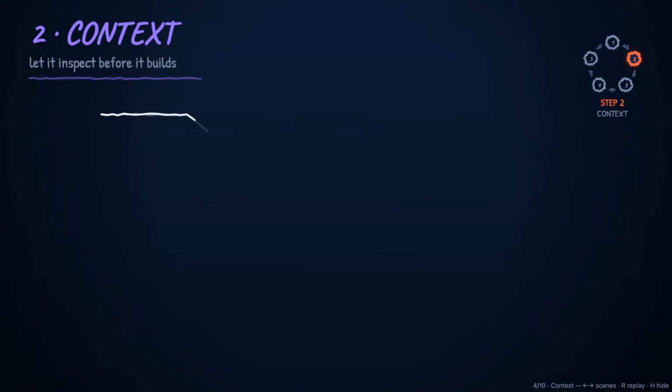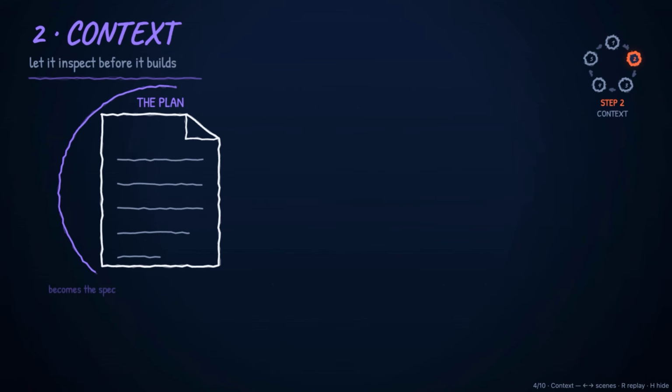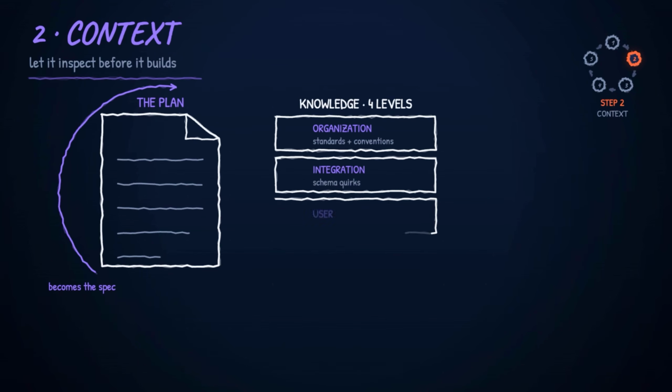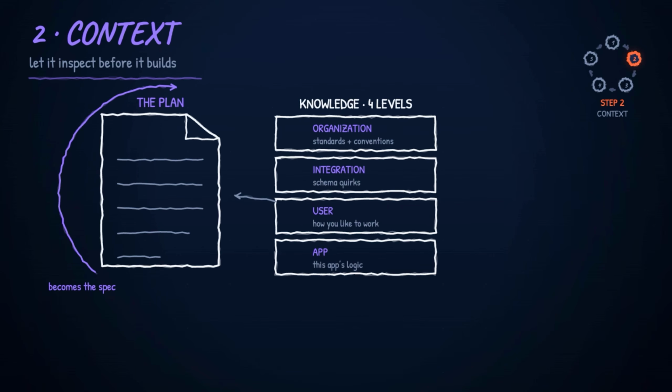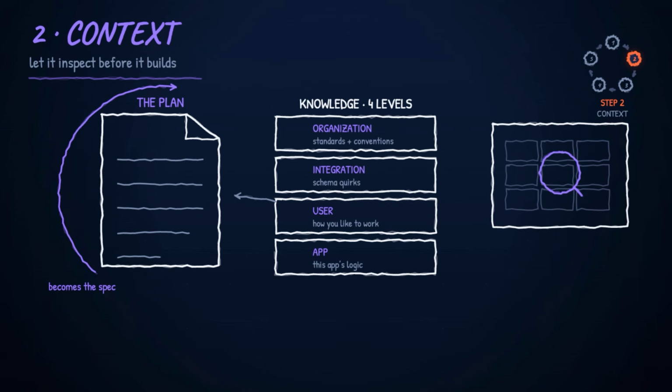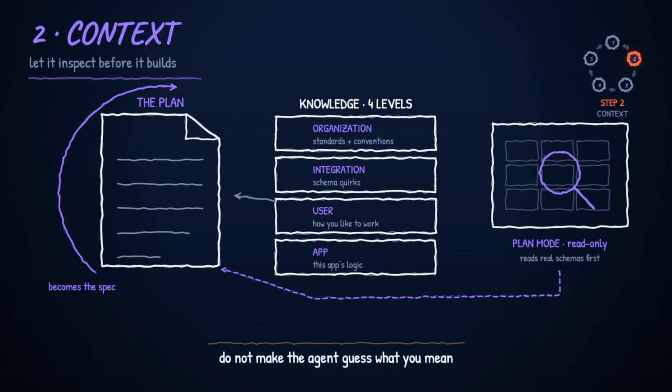From that context, it then creates an implementation plan that I can review and edit. That plan becomes the specification. Let the agent inspect the environment and write the plan before it writes the code.